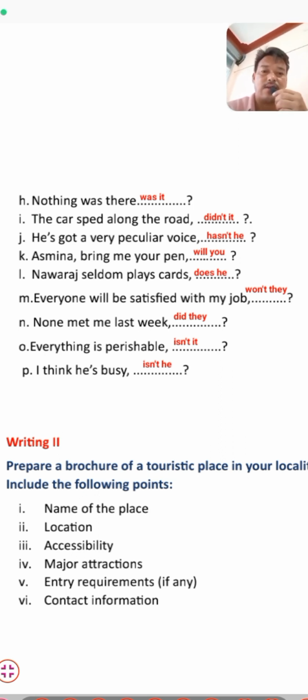So you have to make a brochure of a touristic place, and here are the clues and points that you have to use. First is the name of the place, second the location and accessibility, then the major attractions and entry requirements if any, and finally you have to add contact information. Now students, have a look at the answer that I have written here.